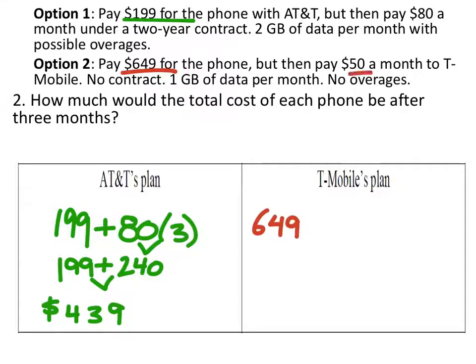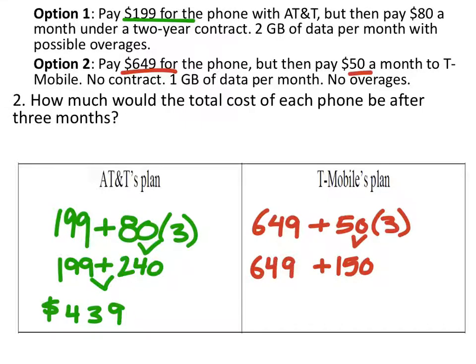But then we got T-Mobile, which has the phone for $649. And then a $50 a month, I guess, plan. So we're going to add $50 a month for 3 months. So 3 groups of 50 would be $150. And again, that $150 right there is just for how much it costs to have the plan, right? That doesn't include the phone, which is what we need. So we're going to include the phone here.